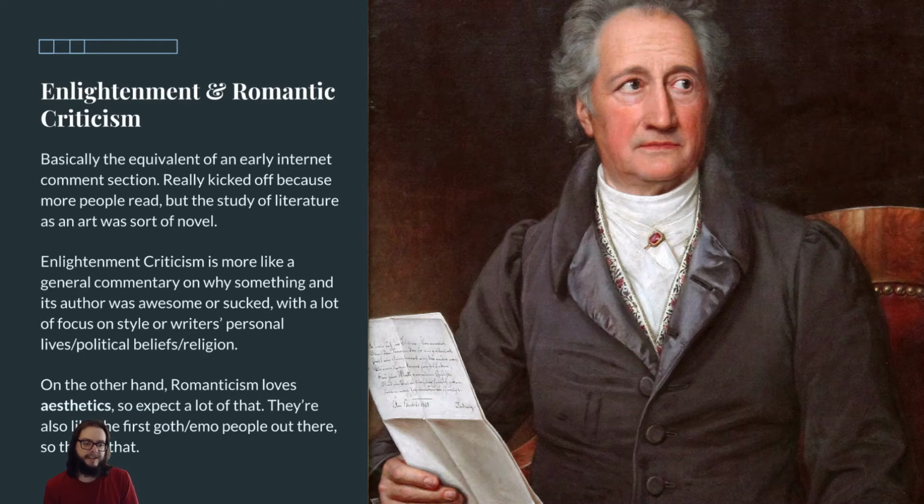Romanticism loves aesthetics. The guy on the side of the screen here is Goethe, and Goethe is both an Enlightenment and a Romantic figure. He's sort of late Enlightenment. He sort of starts the Romantics off. He doesn't like the Romantics very much. He writes a book called The Sorrows of Young Werther, which kicks off, in many ways, the Romantic movement, but it's sort of his own self-criticism of, when I was a stupid kid, this is what I did. And so it's semi-autobiographical.